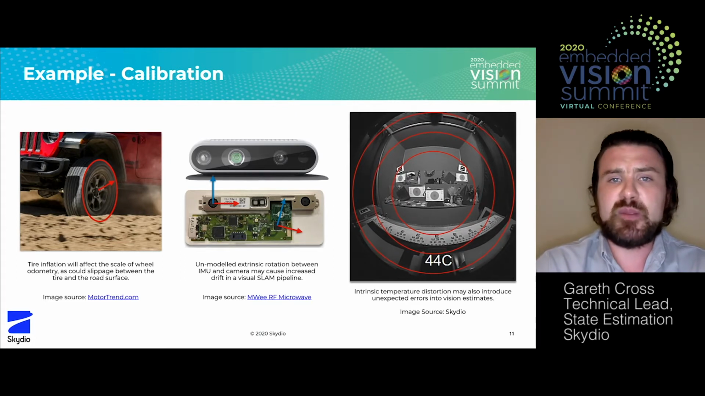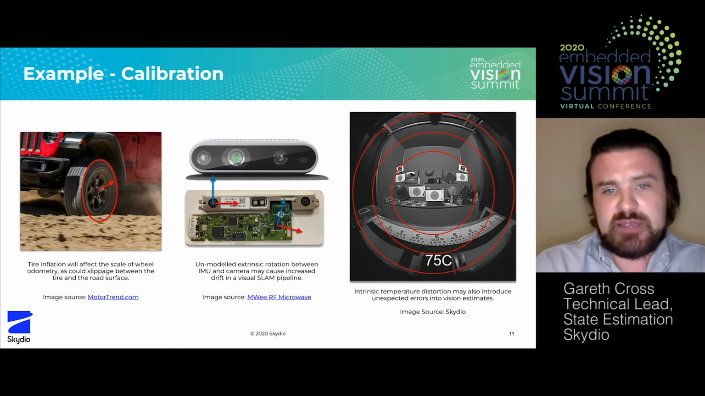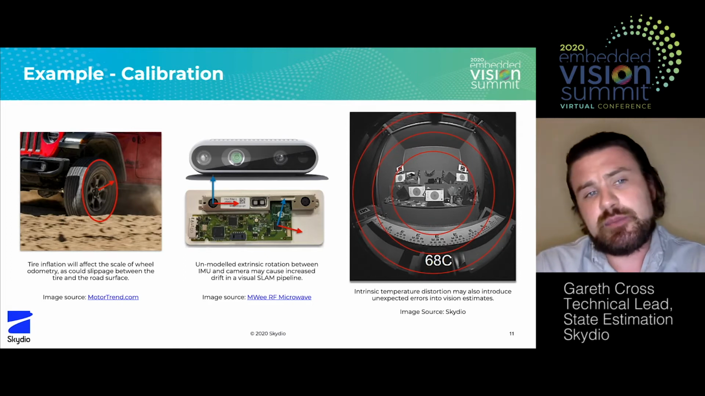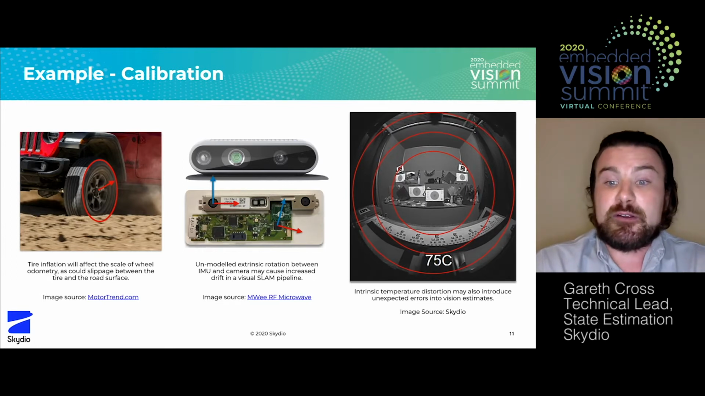Similarly, the example we have in the middle here, this is a visual inertial device. It has cameras, it has an IMU, and they're on the same PCB. And even though you lay out that PCB very precisely in CAD, small variations in manufacturing in the SMT process, for example, can introduce misalignment between the sensors, between the IMU and the camera. And then that will become an error later in your SLAM pipeline unless you account for it and estimate that transformation.